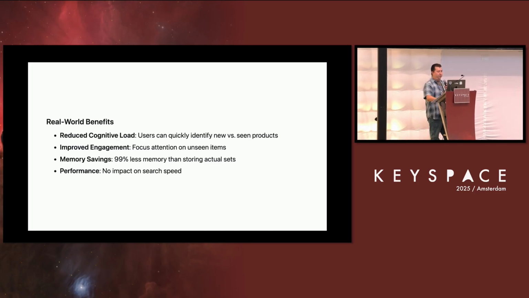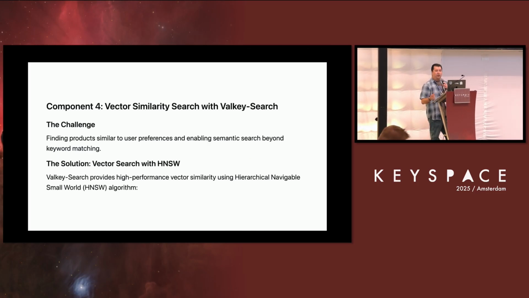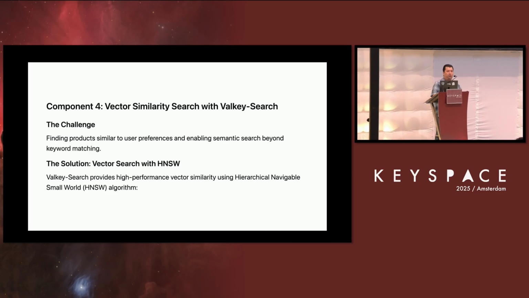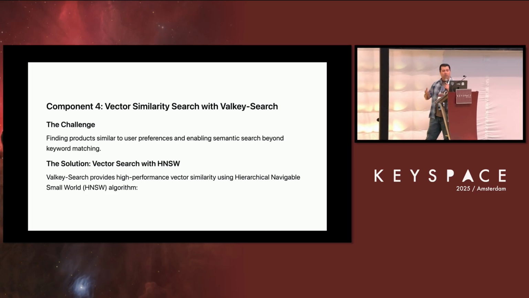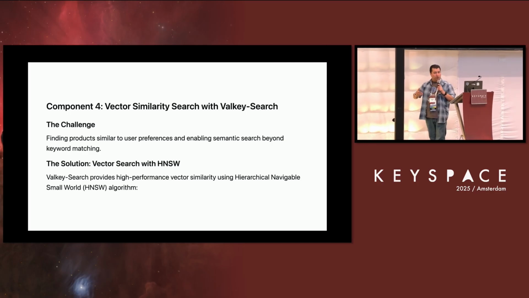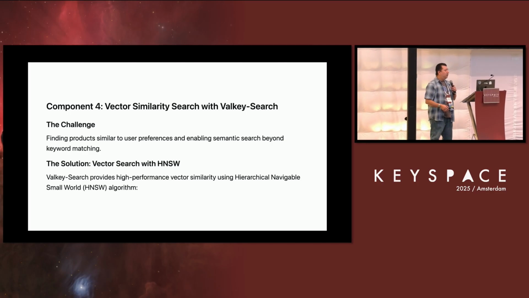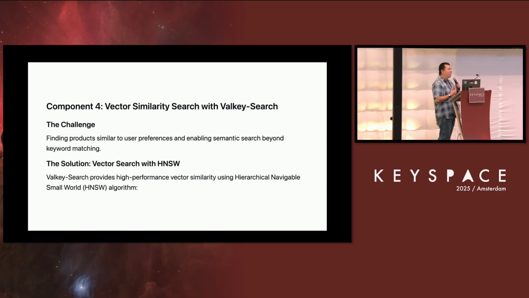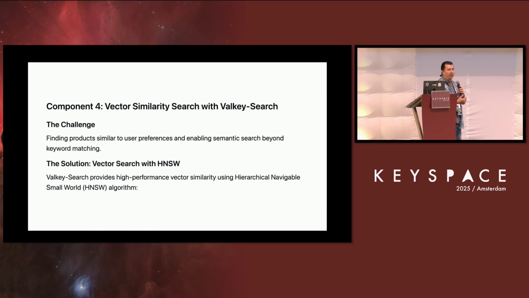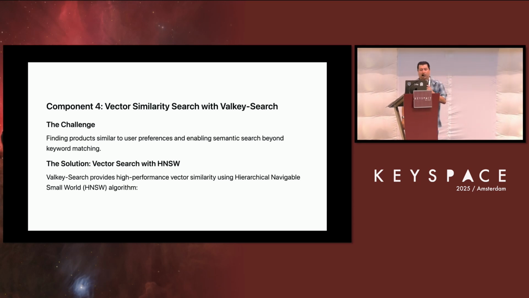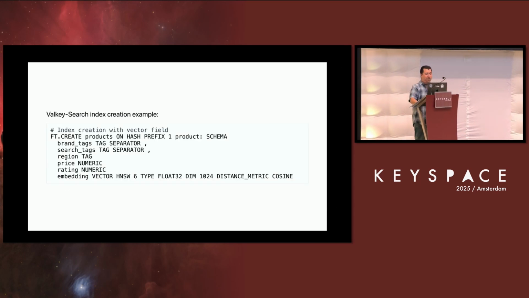We talked about the use cases, so now let's talk a little bit about vector similarity search. So the challenge is to find similar products that are relevant to the user or the search term that they're looking for. So it enables semantic search beyond what you can just do with tag-based or text-based search. So let's see some of the details.